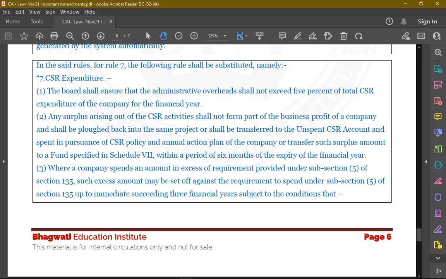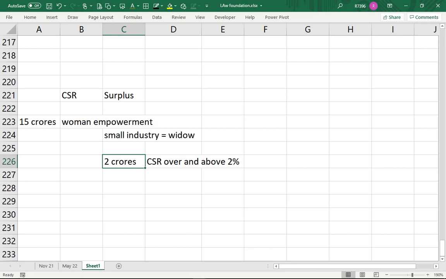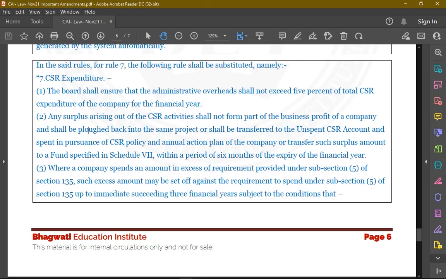In case you could not spend it, it is clearly written that it shall be plugged back into the same project. So you have to use the same for the same project. And in case you could not spend it in the same project, then it will be transferred to the unspent CSR account.